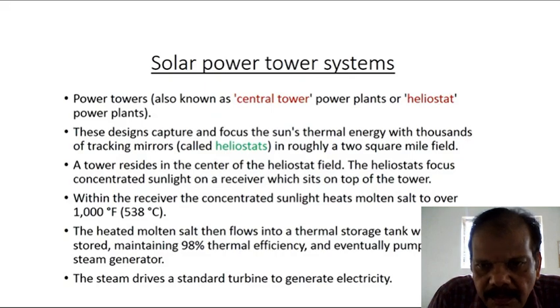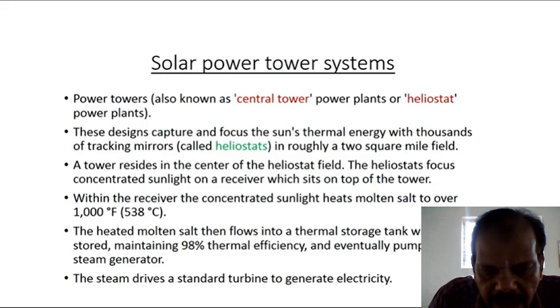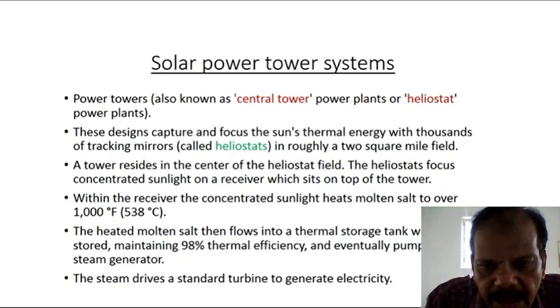This molten salt will get heated up to 530 degrees, then flows to the thermal storage tank where it is stored, and it can be maintained at 90% of its efficiency, and eventually pumped into a steam generator for exchanging its heat to make steam. The steam then drives the standard turbine to generate the electricity. During the cold time, the non-lighting day, the fluid will get cold and will again be pumped to the top of the tower.